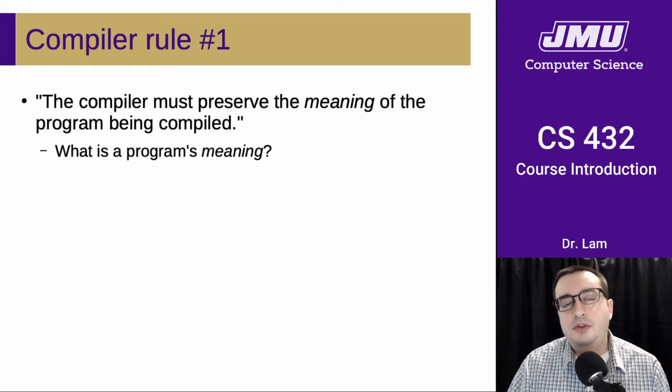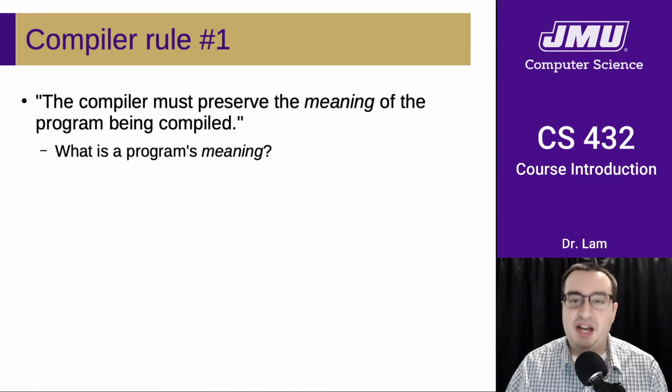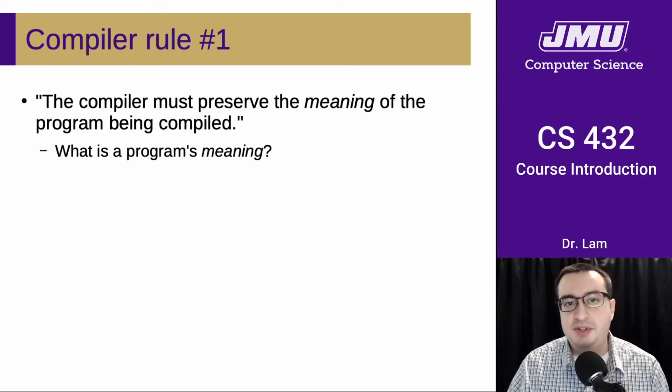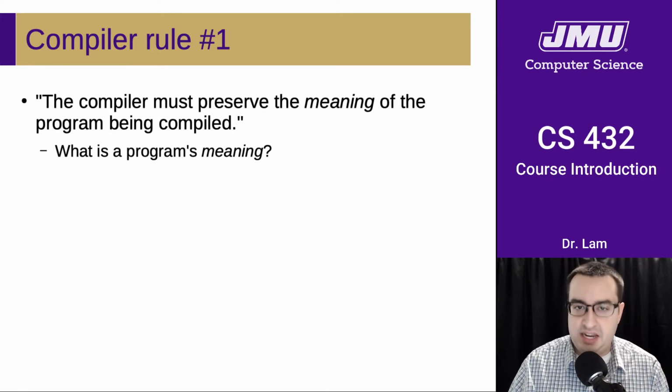So our compiler's textbook mentions two rules for a compiler. The first rule is that the compiler must preserve the meaning of the program being compiled. So it's not a good compiler if the program that it produces is different than the original program. This, of course, raises the question of how do we define a program's meaning?